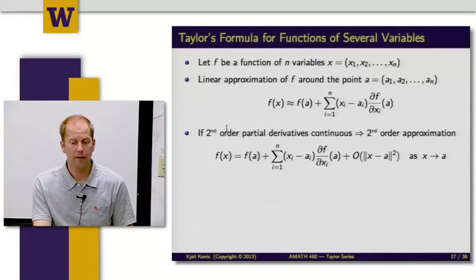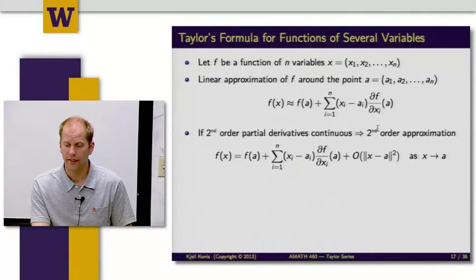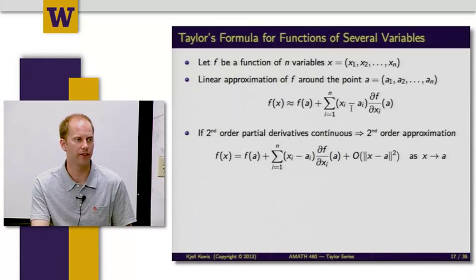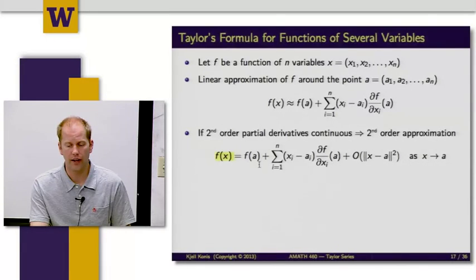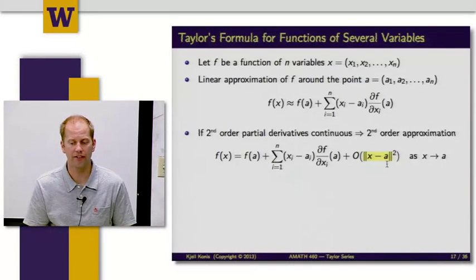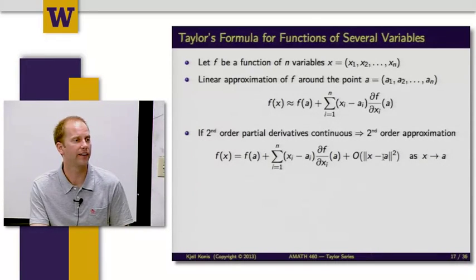And again, we end up with the result that if the second order partial derivatives are continuous, then we have a second order approximation. So if I make this linear approximation, the order 1 Taylor polynomial, but for a function of 2 or more variables, then f of x, the thing that I'm trying to approximate, is equal to my approximation plus a term that behaves, and now I have to be a little bit more careful about how I write quadratics. So what I'm looking at here is x is a vector and a is a vector.